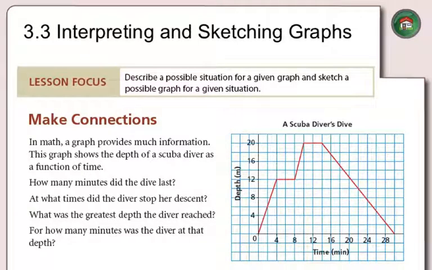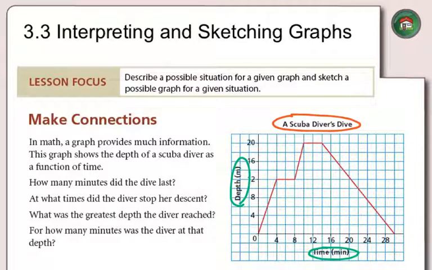Graphs provide us with an incredible amount of information in an incredibly compact format. We're always given a title to describe what's going on, so this is a scuba diver's dive. We're also always given two pieces of information. In this case, it's the depth of the dive and the time.